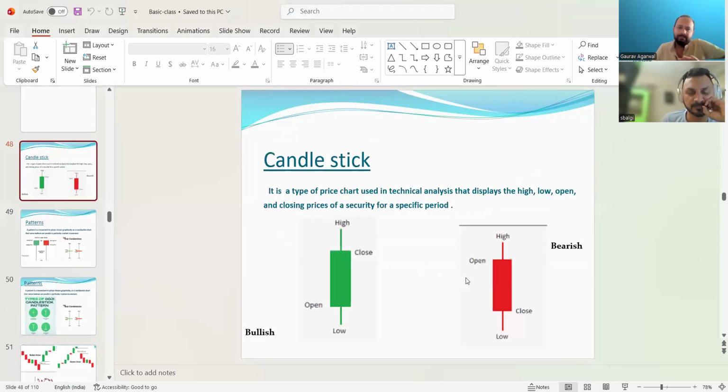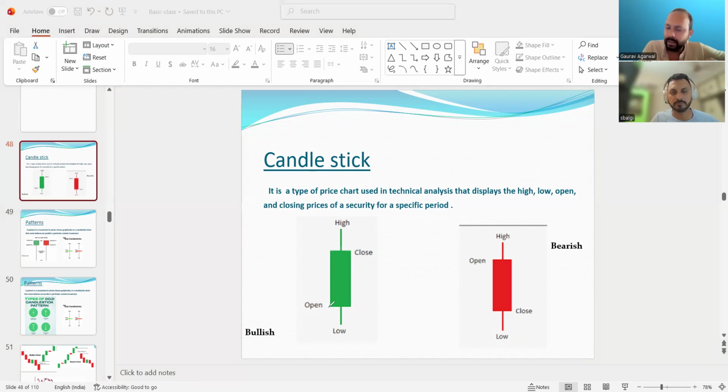Basically there are two types of candles. One we call bullish, and the other we call bearish. Most softwares will show a bullish candle in green and a bearish candle in red, but some softwares show a white candle instead of green, or black instead of red, just for visibility. So every candle, irrespective of color, size, or length, will have four prices: open price, high price, low price, and close price.